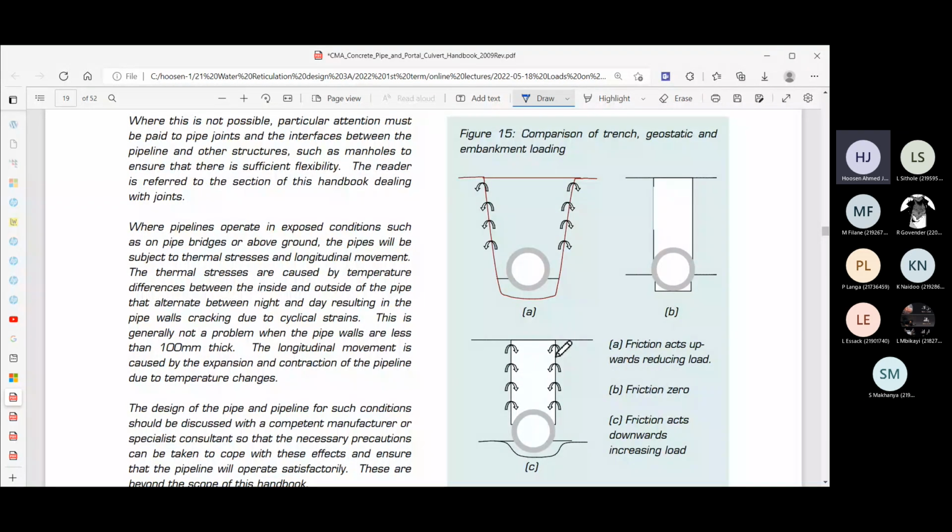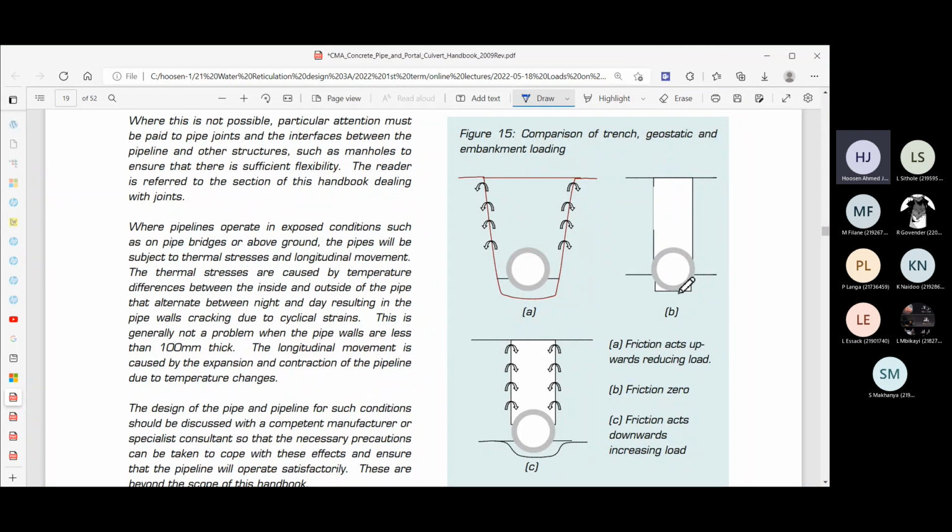Why would you get different design values, or what makes such a big difference with regard to whether it's a trench condition or an embankment condition? Now, in a trench condition, if you look, for example, let's look at diagram B.